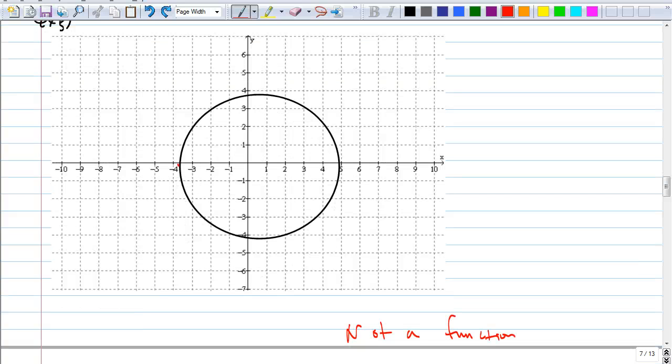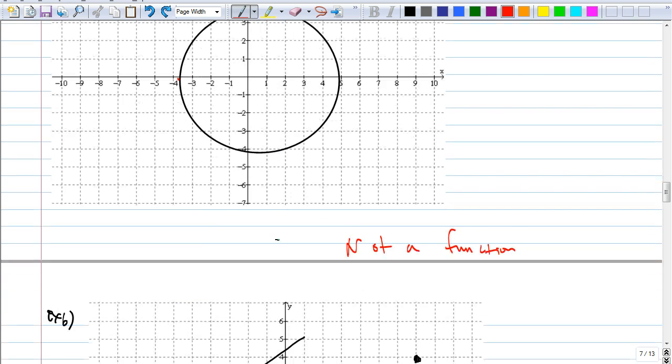It's not a function. There's a whole bunch of places where it hits it more than once, right? Yeah. Like right here, I could draw one right here. I could do one right here in the middle, right? So there are a whole bunch of vertical lines you could draw. It'll hit it more than once. So what about this one here?